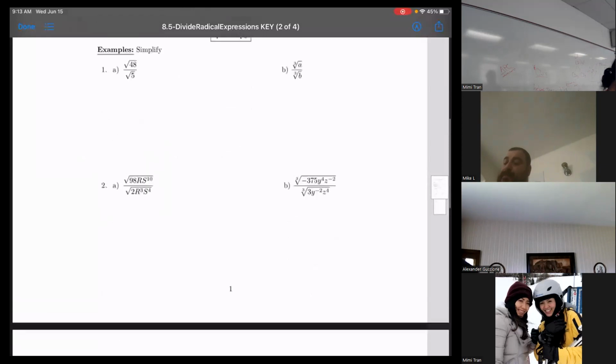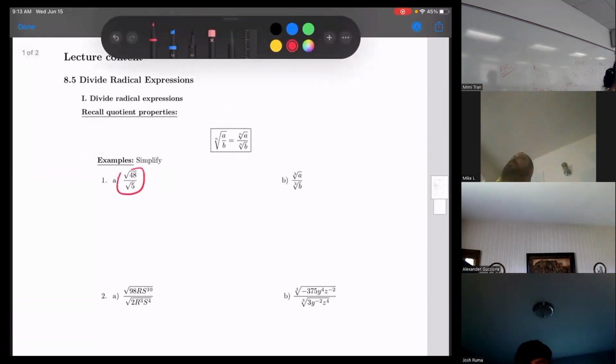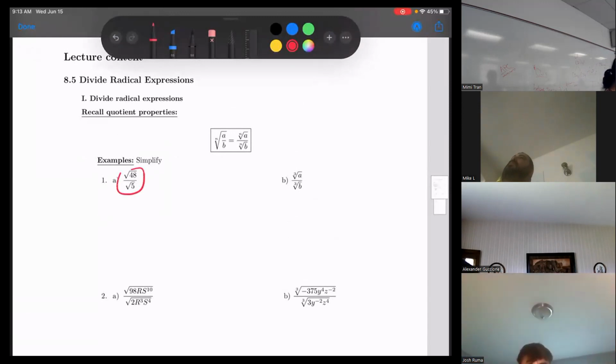Oh darn. I should have left it as a square root. My intention was to leave it like a big square root of 48 over 5, and then ask you to split it, but I already split it for you, so go ahead and do this.